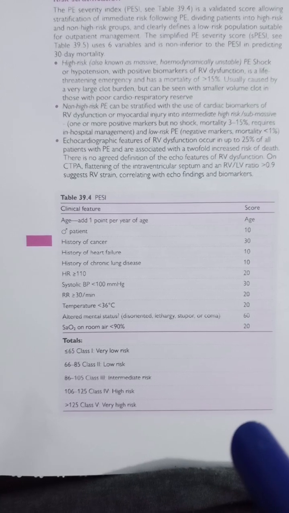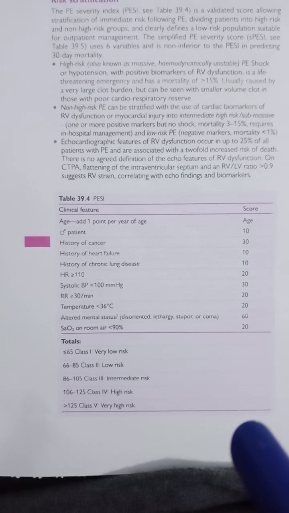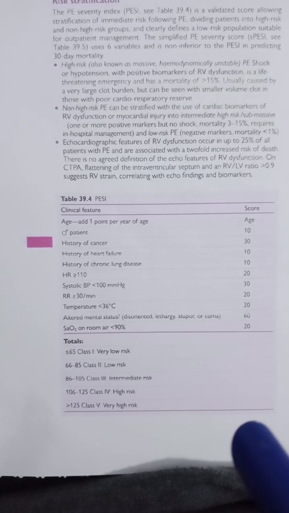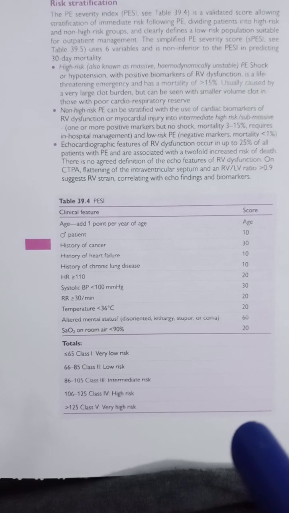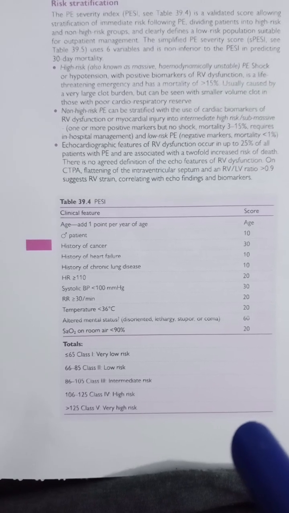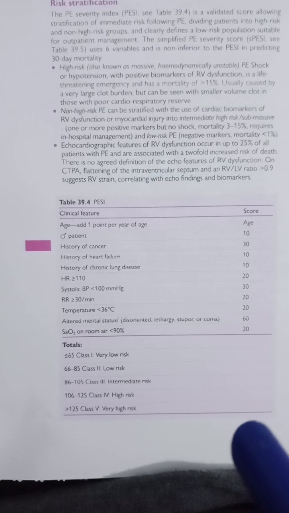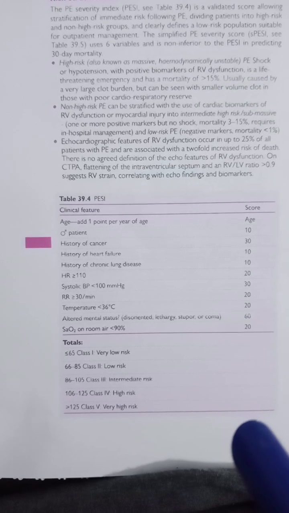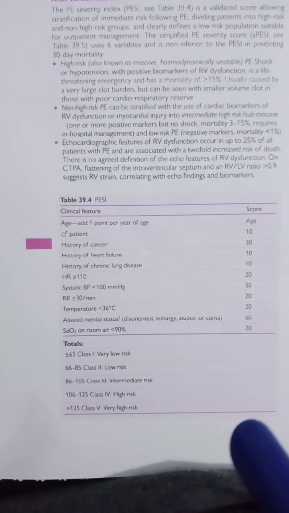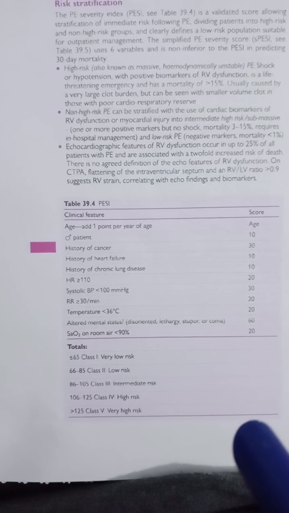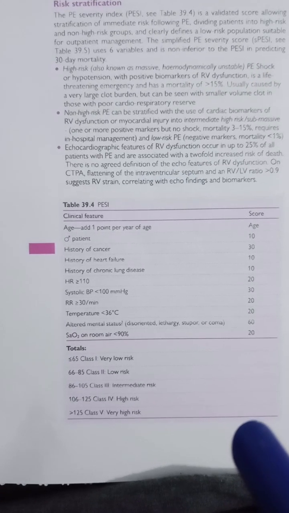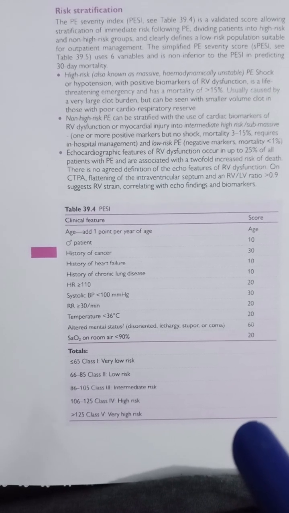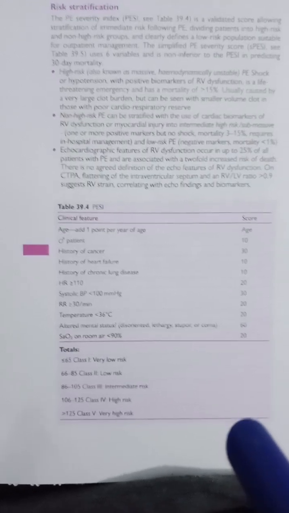If the total score is 66 to 85, class 2, which is low risk. If the score is 86 to 105, the class 3, intermediate risk. If the total score is 106 to 125, the class 4, which is high risk. If the total score is more than 125, the class 5, which is very high risk.